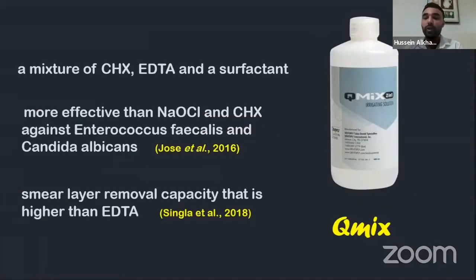Another irrigation solution is Q-Mix. Q-Mix is a chlorhexidine mixture to which EDTA and surfactant are added. This irrigation agent has shown higher efficacy than sodium hypochlorite and chlorhexidine alone against Enterococcus faecalis and Candida albicans. Also, the ability of Q-Mix to remove a smear layer was investigated in comparison with EDTA, and the smear layer removal ability of Q-Mix was shown to be better.